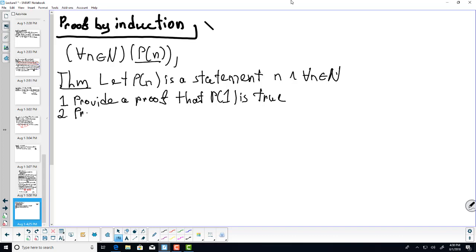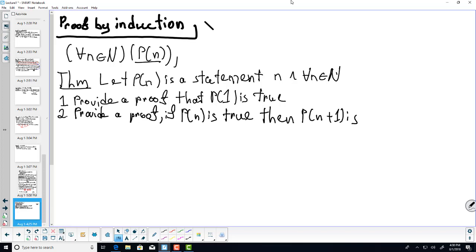and provide the proof that if P(n) is true, then P(n+1) is true, then what we have is that P(n) is true for all n in N.